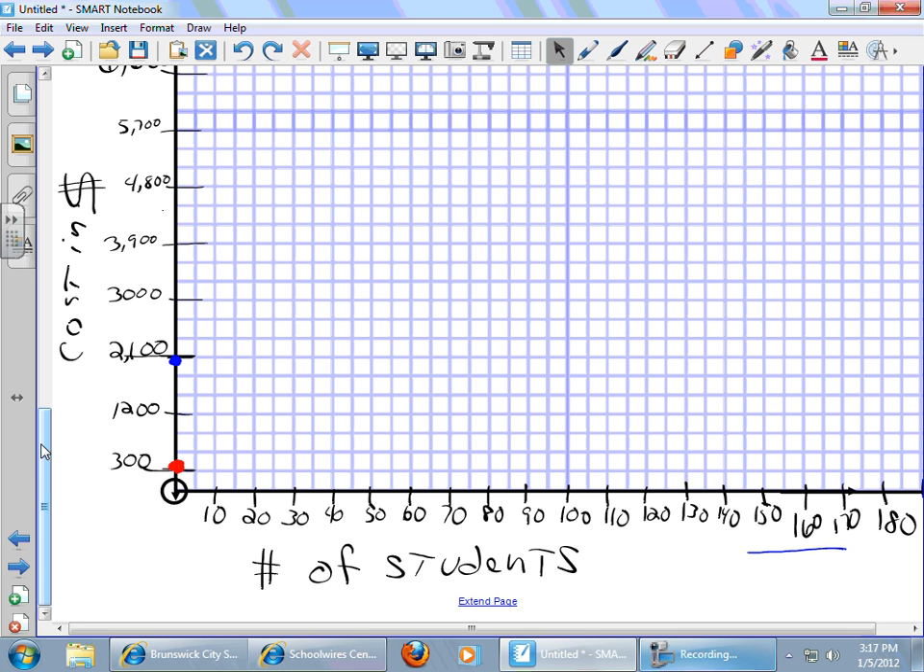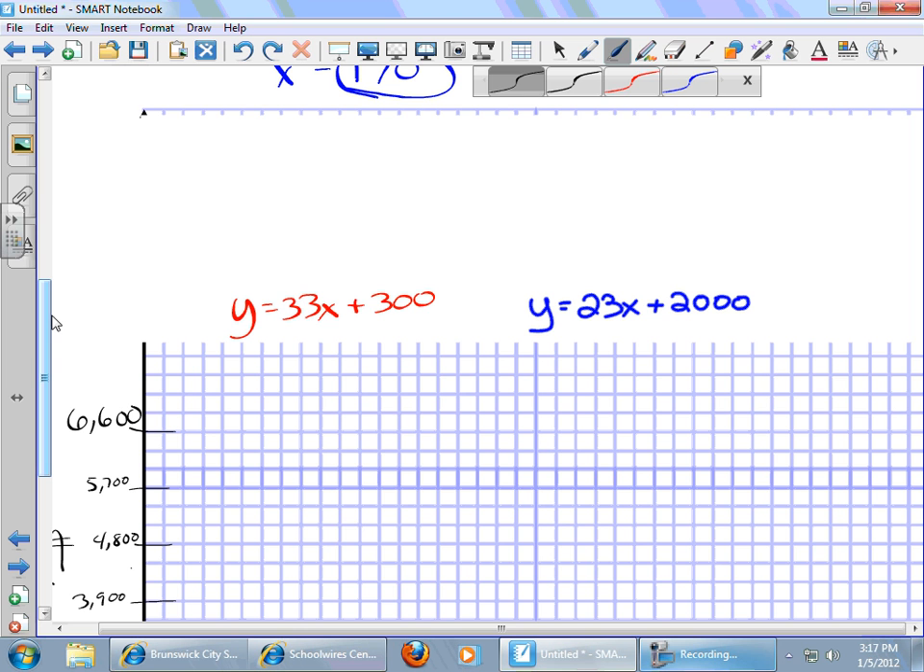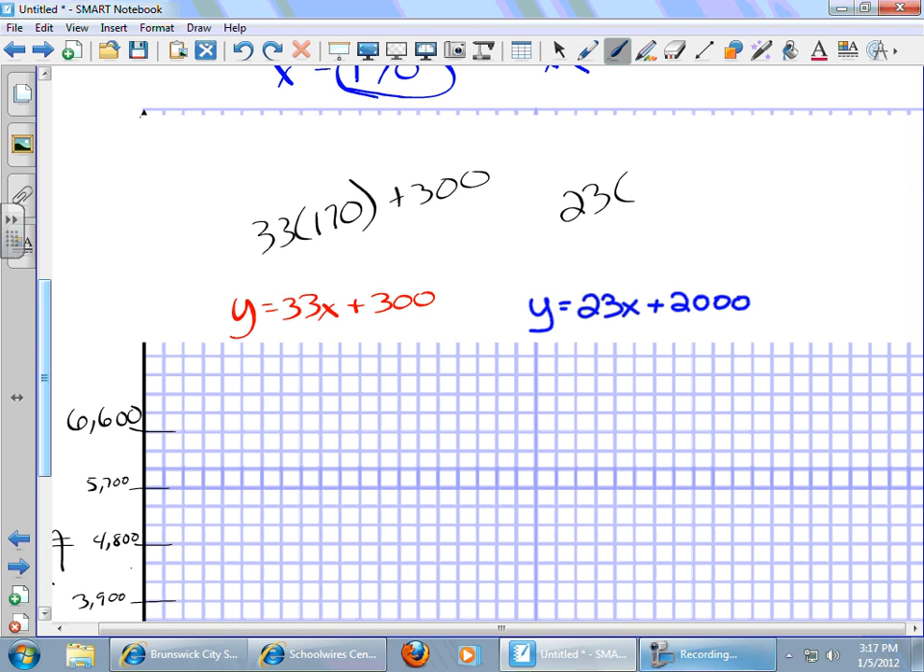Now I know that the cost is going to be exactly the same when x is 170. So what I did was I plugged in 170 for x into one of the equations. I just went like 33 times 170 plus 300. Or I could have plugged it in here, 23 times 170 plus 2,000. Either way, I'll end up with the same answer because that's where they cost the same amount. And that answer ends up being $5,910. So if they take 170 students, both companies charge the same exact amount, $5,910.